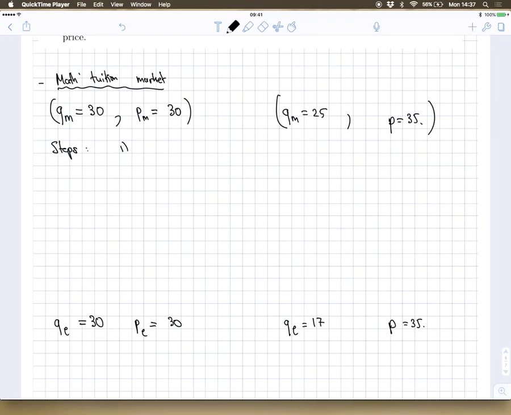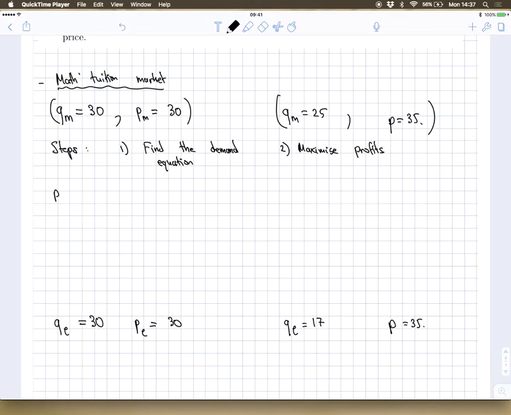1, find the demand equation, and after I find the demand equation, I maximize profits, right? Maximize profits. Okay, let's do that. Okay, let's find first the slope.